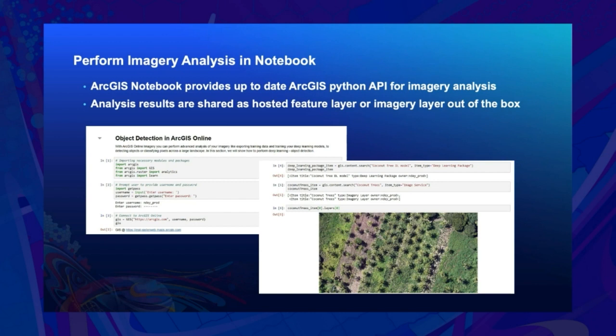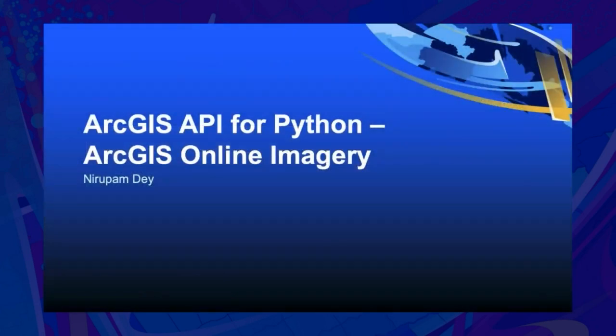In this particular example, you can perform deep learning object detection analysis using the tile image layer or dynamic image layer as input, and then output a feature class of the coconut trees found within the image. Now next I will hand it over to Neropon, and he will show you a series of demos of utilizing ArcGIS API for Python to perform analysis on ArcGIS Online.